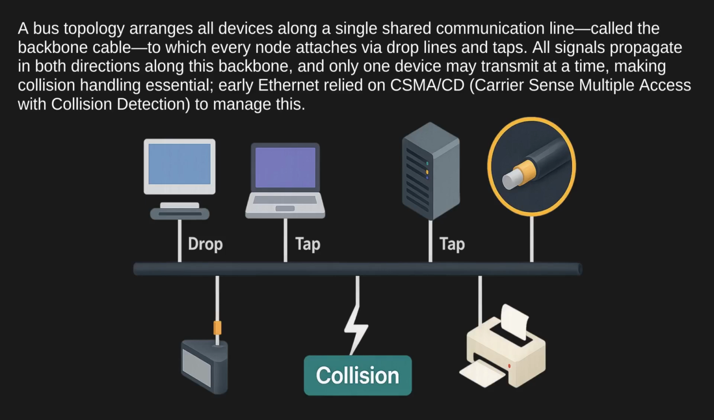A bus topology arranges all devices along a single shared communication line called the backbone cable, to which every node attaches via drop lines and taps. All signals propagate in both directions along this backbone, and only one device may transmit at a time, making collision handling essential. Early Ethernet relied on CSMA/CD, carrier sense multiple access with collision detection, to manage this.